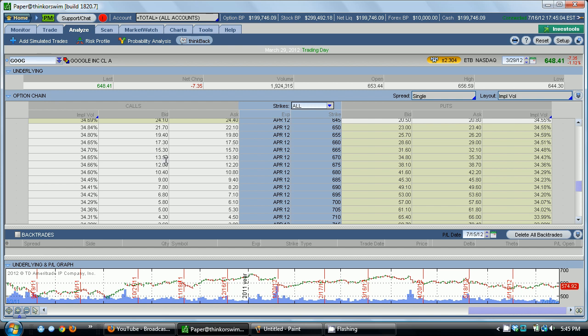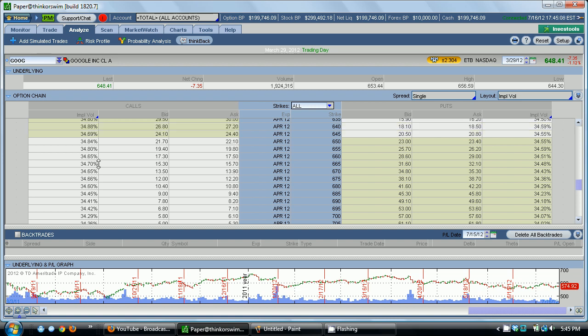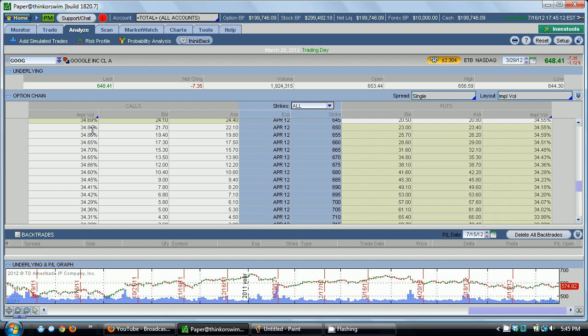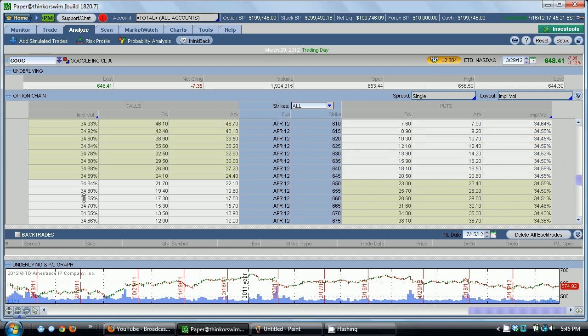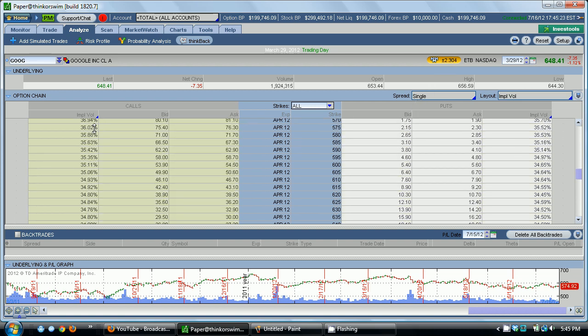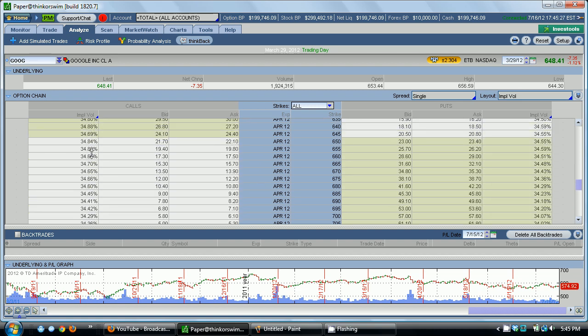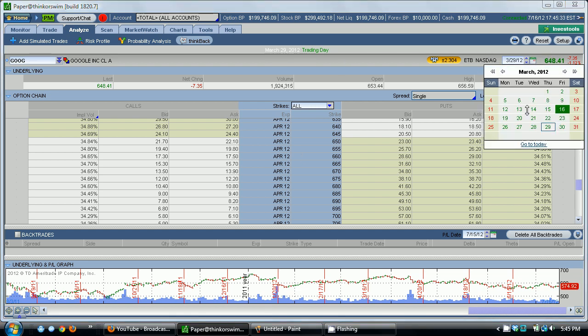So let's actually take a look at this right now just to measure the relative cheapness or expensiveness of an option. I'm taking a look at Google, and this is for March 29th, which was about a week and a half before the actual earnings announcement, and we basically see that the implied volatility for most of these is sitting around the 34, 35 level. Okay, so we were at about $650.